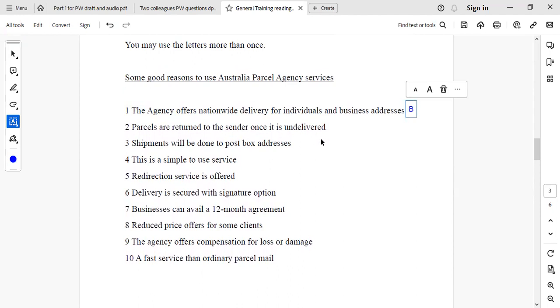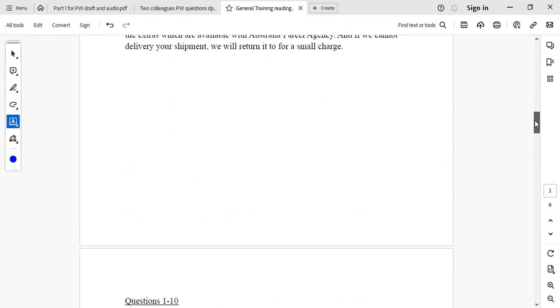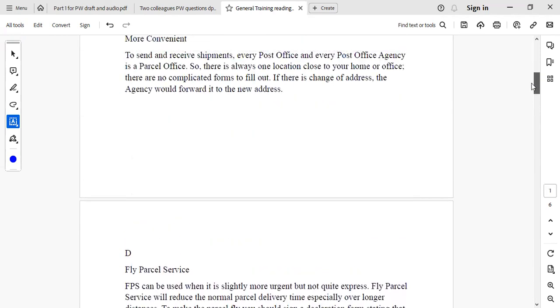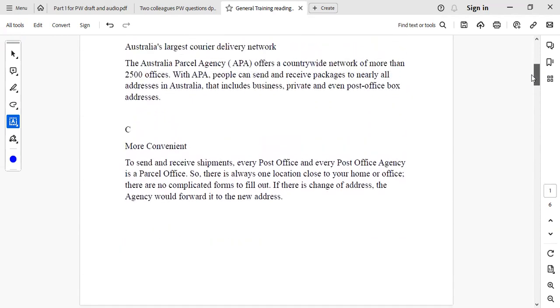Parcels are returned to sender once it is undelivered. No, it doesn't say anything about that. Shipments will be done to post box addresses. Yes, I have 2. Simple to use service, it doesn't say. Redirection service, no other information. Put a glance. Okay, fine. So you have 3 answers, perfect, and number 3 is B. Please continue reading.